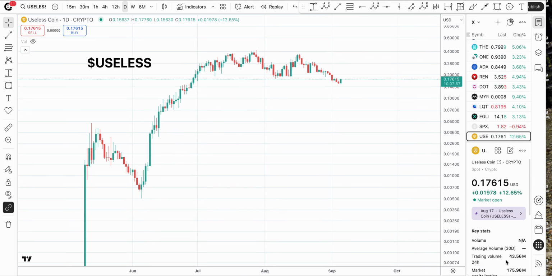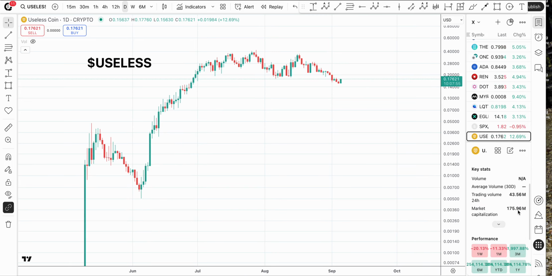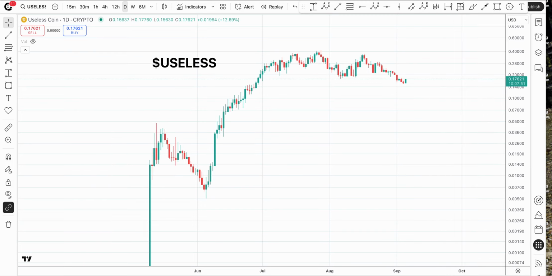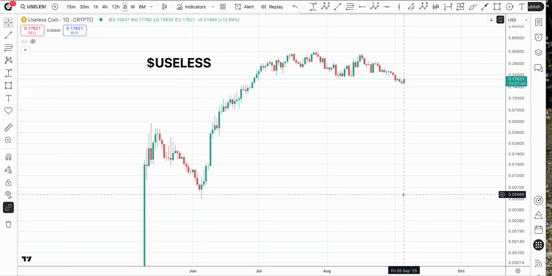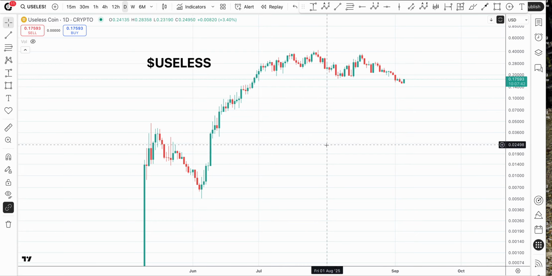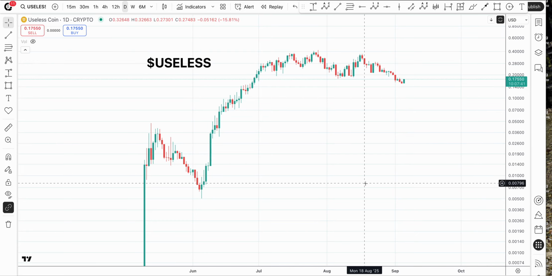Looking at it from a market cap perspective too, about 175 million. So a pretty small coin relatively, especially when you're looking at, for example, Bitcoin. Is Bitcoin in the trillions now? Yeah, I think Bitcoin's in the trillions. So not even close.